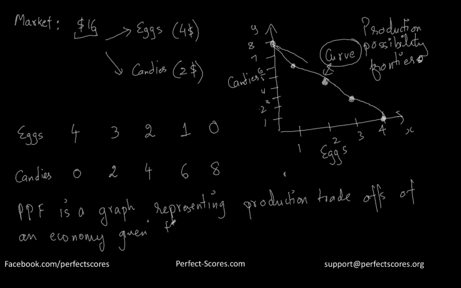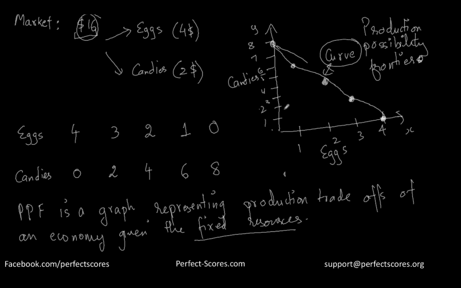Now, what is the meaning of that? That means that you have fixed resources, and we try to find out what different production possibilities you can have. The fixed resources were $16 here. From an economy point of view, we have fixed labor and fixed capital. A firm also has fixed labor and fixed capital. So when you have fixed resources, this graph represents different production trade-offs that you can have. So either you buy 4 eggs and no candy, or you buy 3 eggs and 2 candies, or you buy 4 eggs and a single candy.